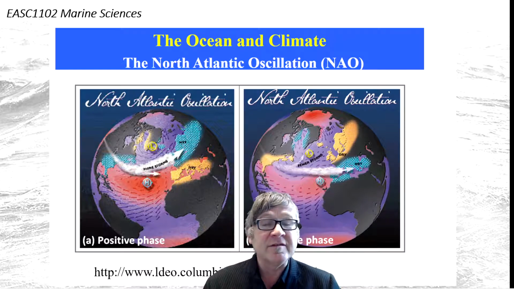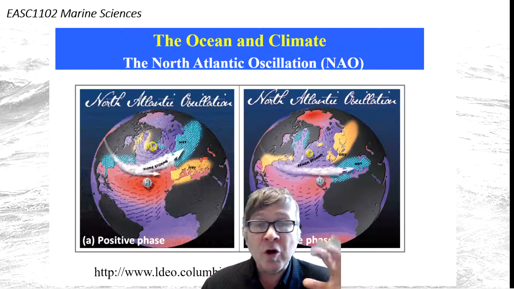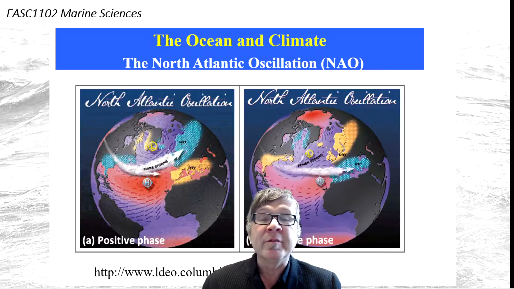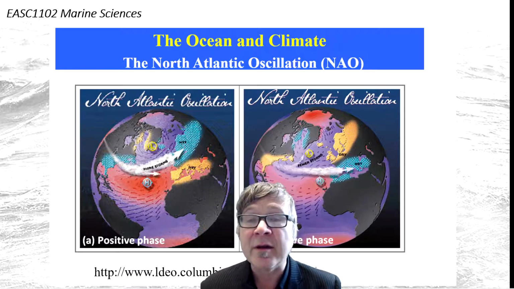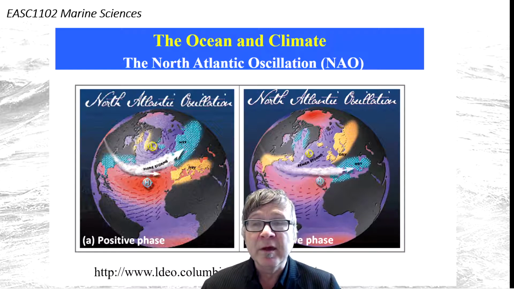So it produces rain either over the very northern parts of Europe, or more in the Mediterranean region, and also influences the climate in North America. This is what we call the North Atlantic Oscillation.